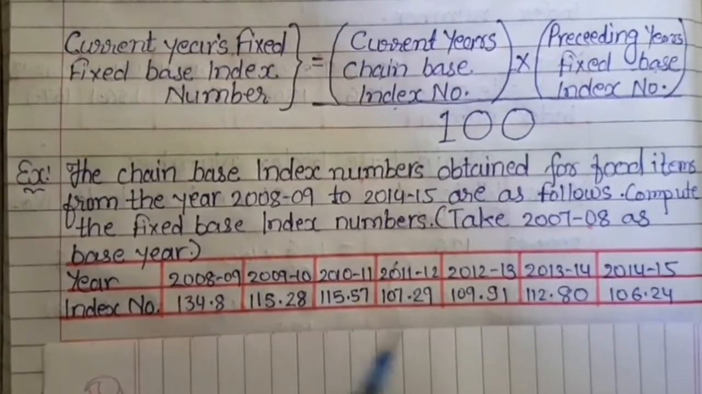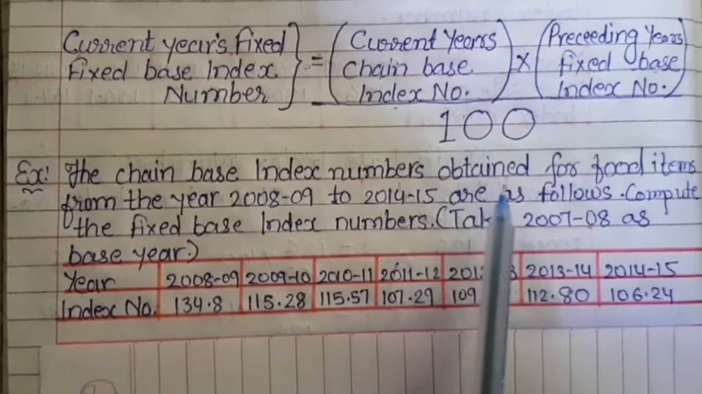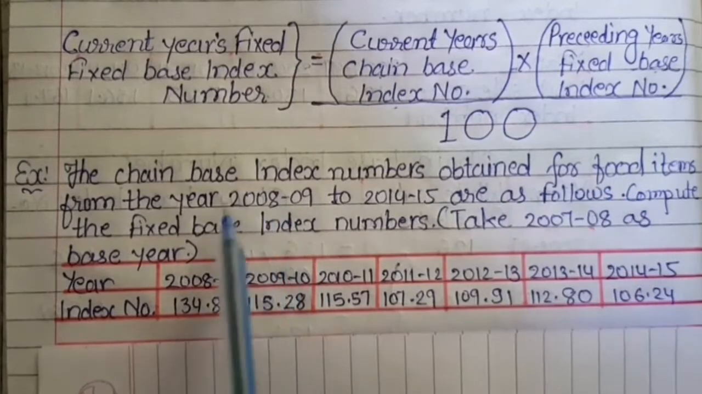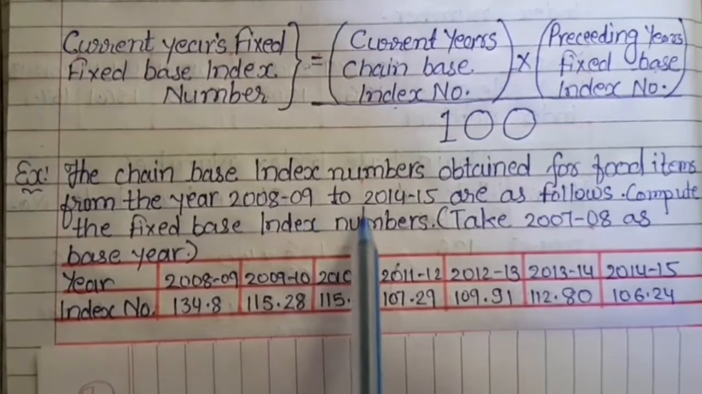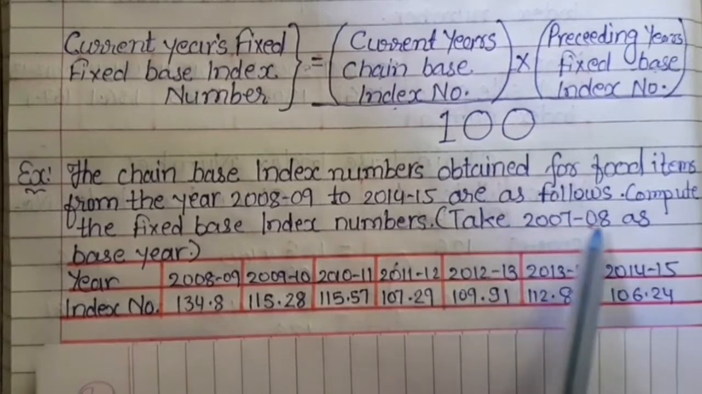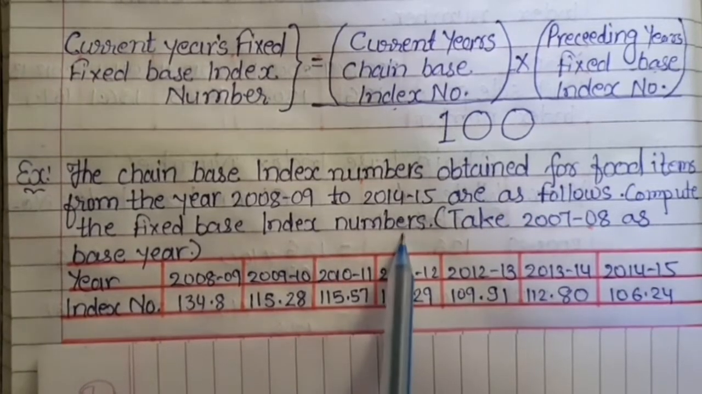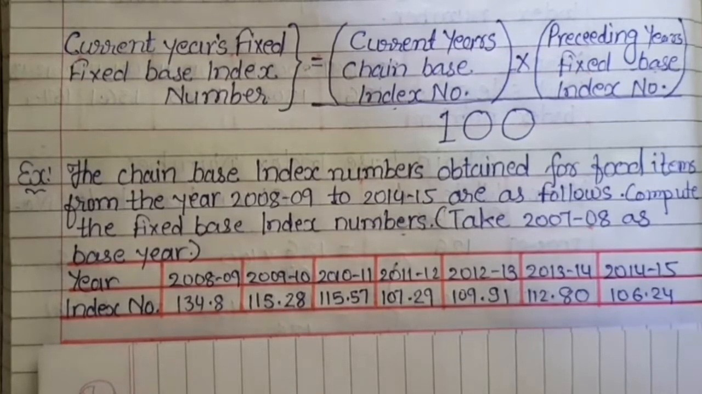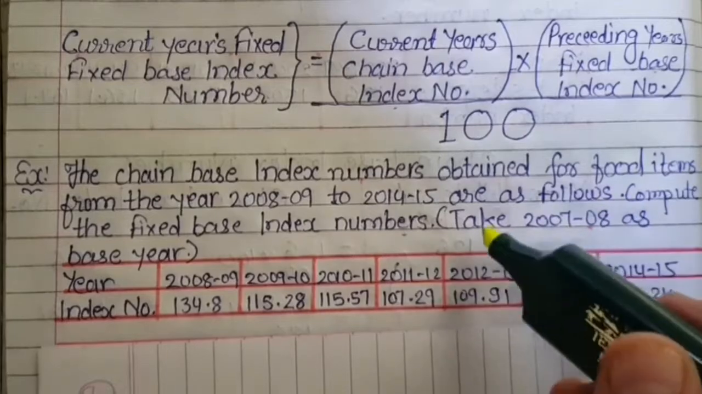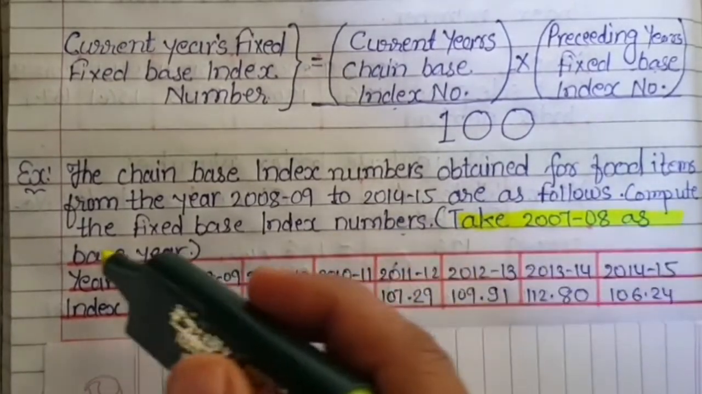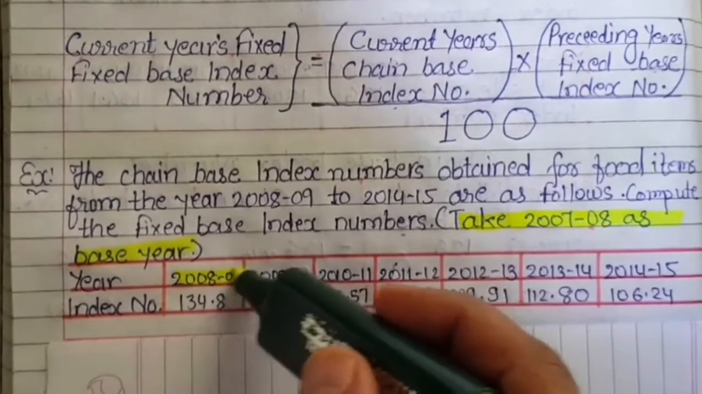You can see the chain base index numbers obtained for food items from the year 2008-9 to 2014-15 are as follows. Compute the fixed base index numbers. Here also it is clearly said that 2007-8 we have to take as the base year, our initial year 2008-9.